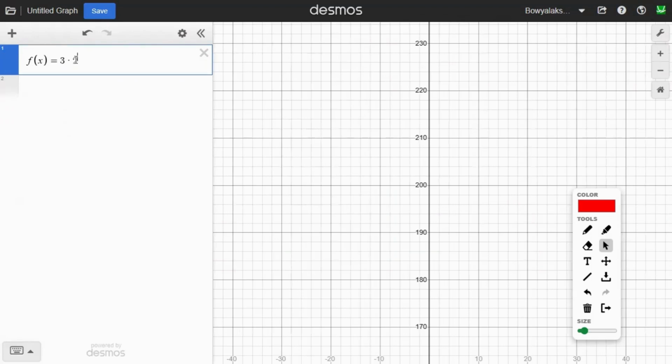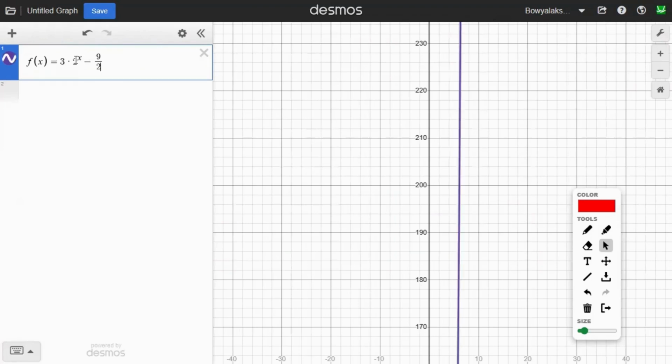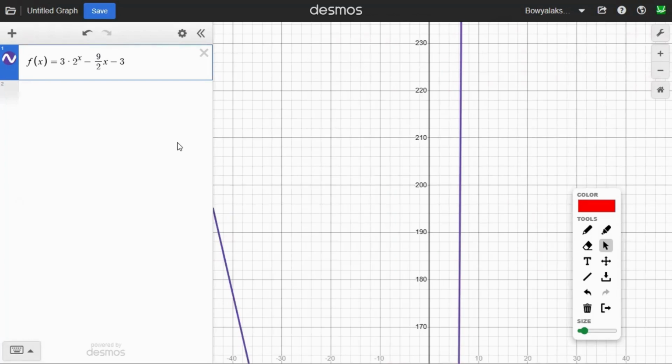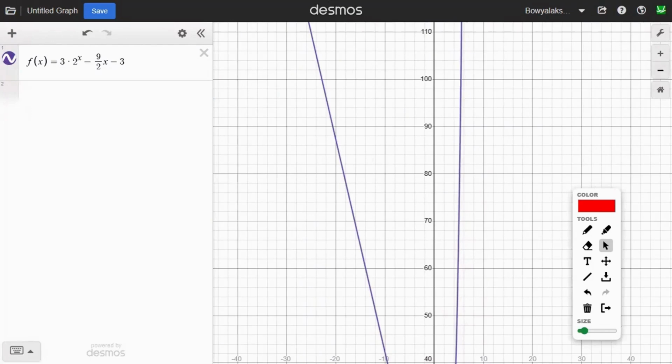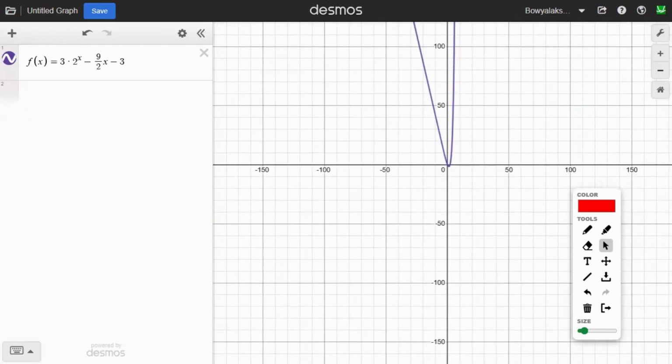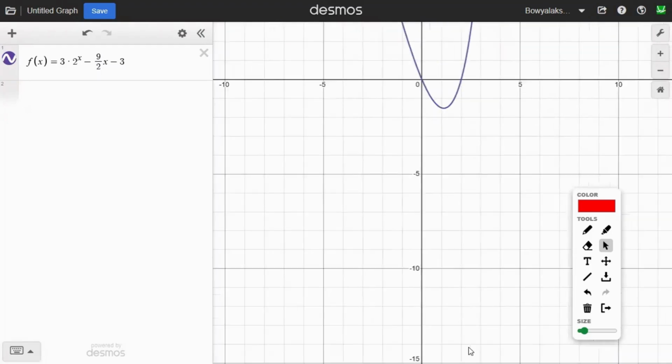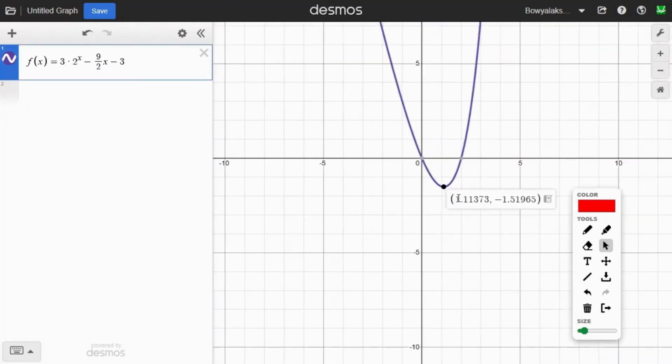3 times 2 power x minus 9 by 2x. No, 9 by 2x plus minus 3. So we got something like this. Let me see the minimum. This is the minimum we can see, right? And you can go for that point. It's not x value. Minimum value means it's always y. So negative 1.51. This is your answer.